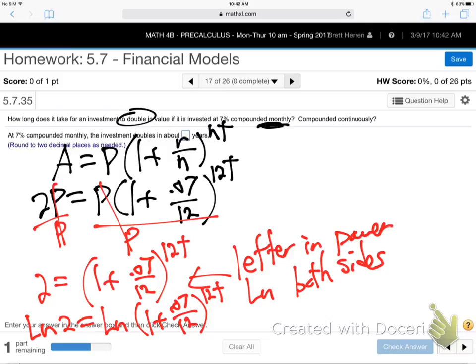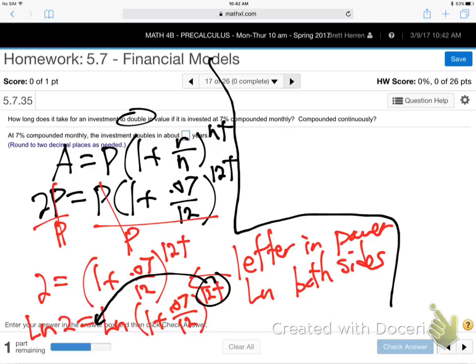Because then that power comes down. It's the greatest quality of the logs that they bring the powers down. So what do we got then? We got ln of 2 is 12t ln of 1 plus 0.07 over 12.